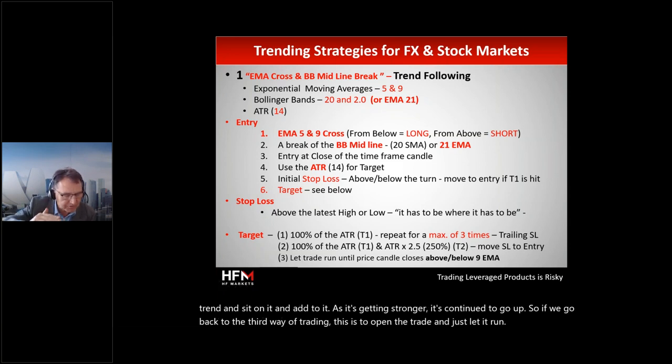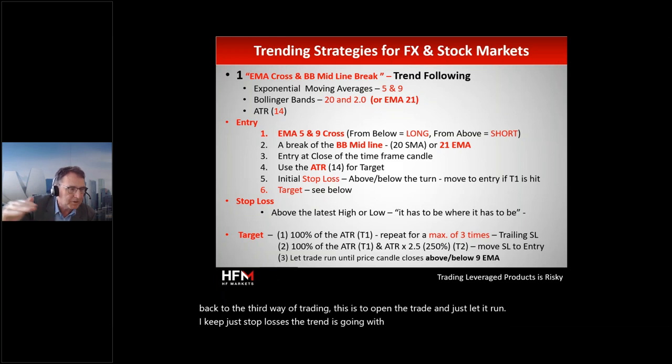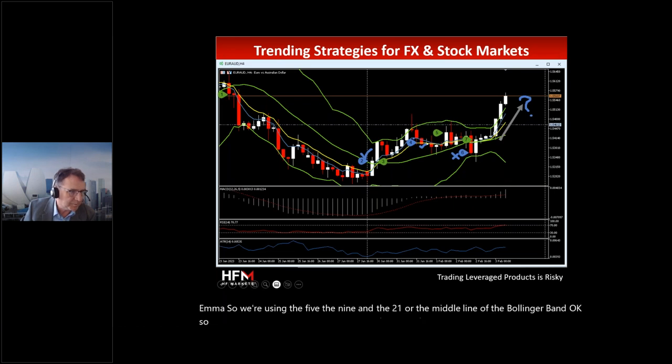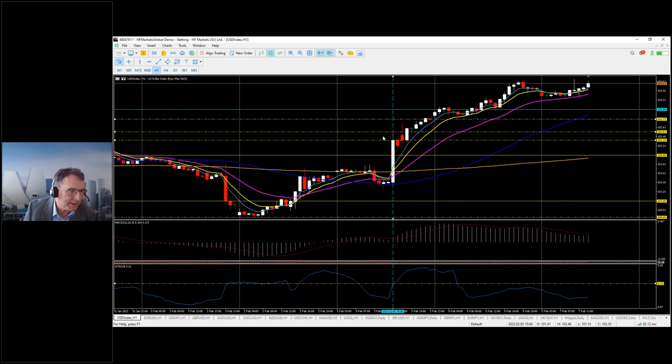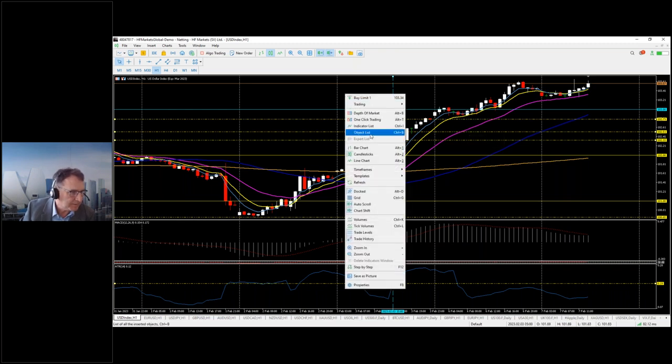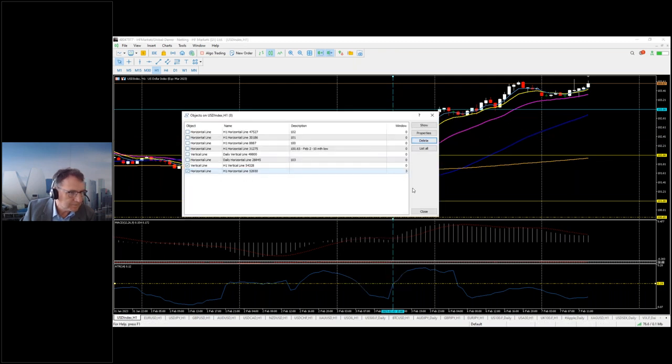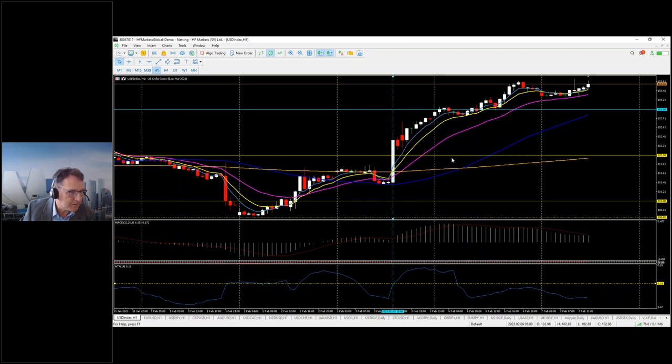Keep your stop loss as the trend is going with you, as you're with the trend, as the trend is unwinding, until it breaks back below the middle moving average. In this case, it's the 9 EMA. So we're using the 5, the 9, and the 21, or the midline of the Bollinger Band, okay? So this one is the midline of the Bollinger Band, and the one we're using here is the 21 EMA. So here, let's take all those lines off again. Okay, so we're not using the ATR this time, we're just letting the trend run.